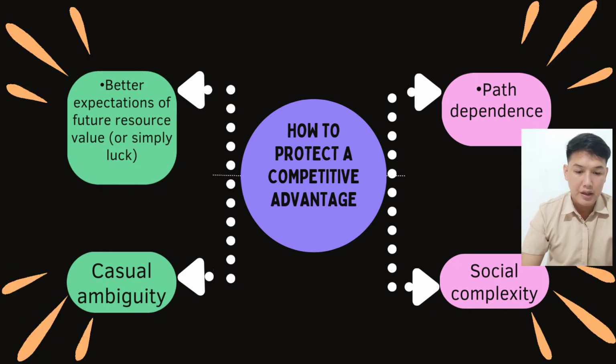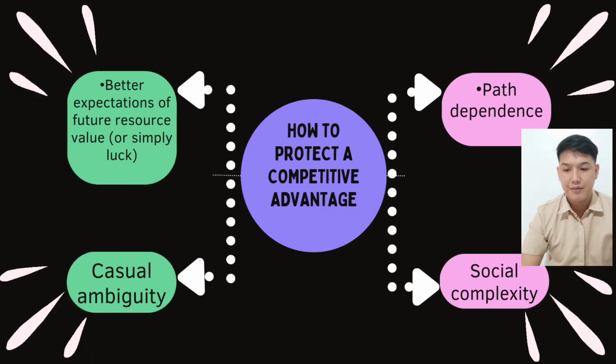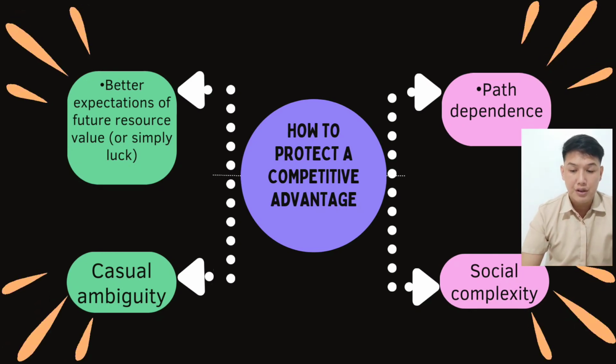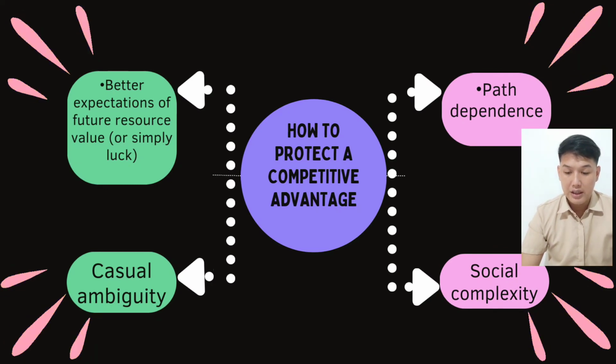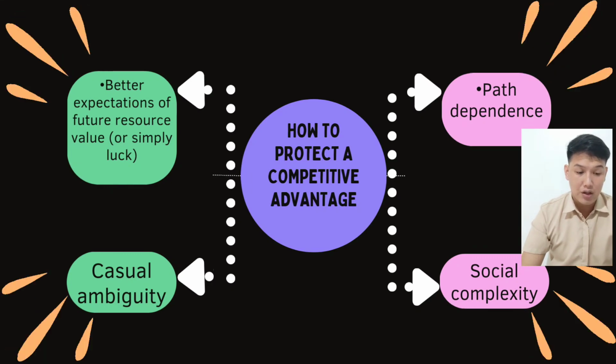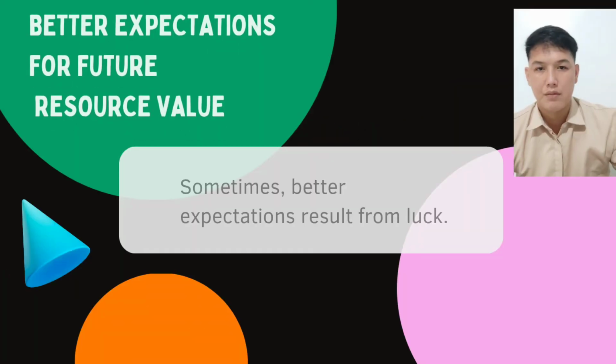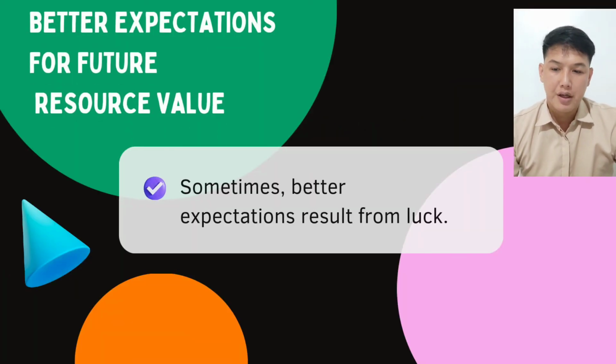How to protect a competitive advantage. First, better expectation of future resource value or simply luck. Second, causal ambiguity, path dependence, social complexity. Greater expectation for future resource value: sometimes, better expectations result in luck.